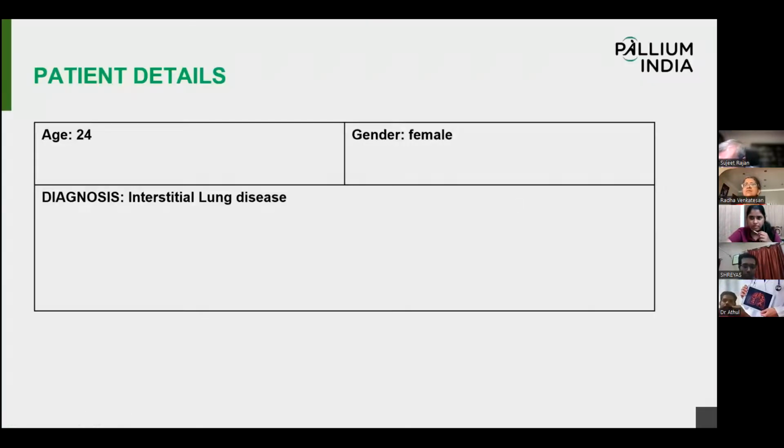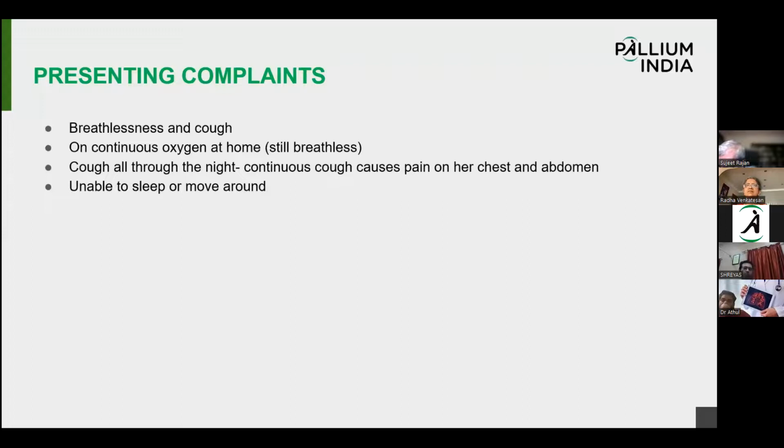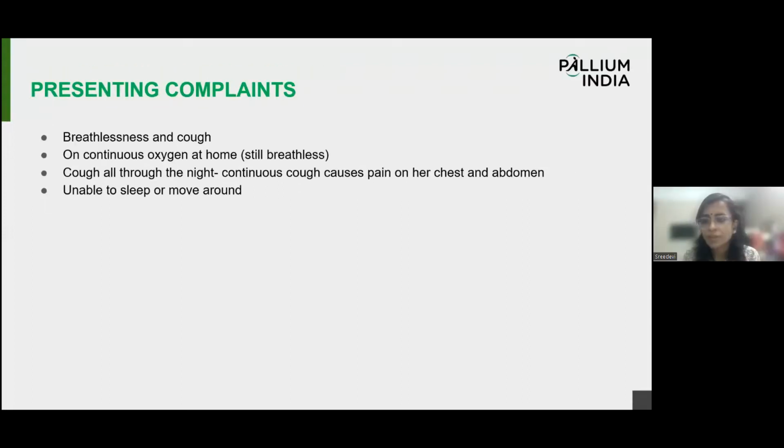So this was a 24-year-old female referred to us with breathlessness, and she was diagnosed to have interstitial lung disease. And in the reports and whatever details are there, that was just what we got. So I have included whatever we had during those referrals.